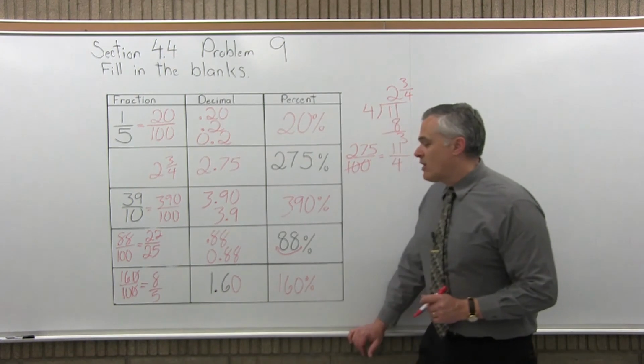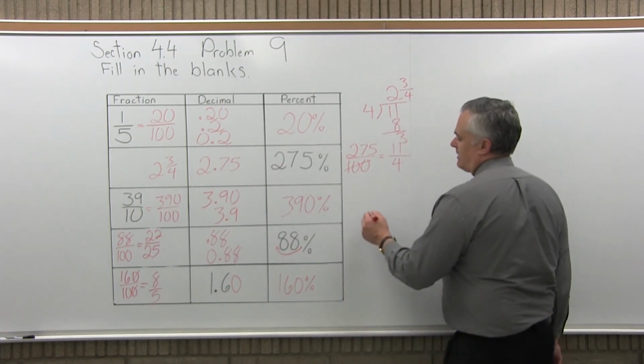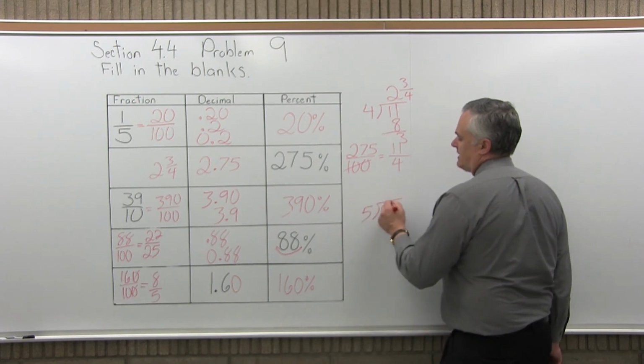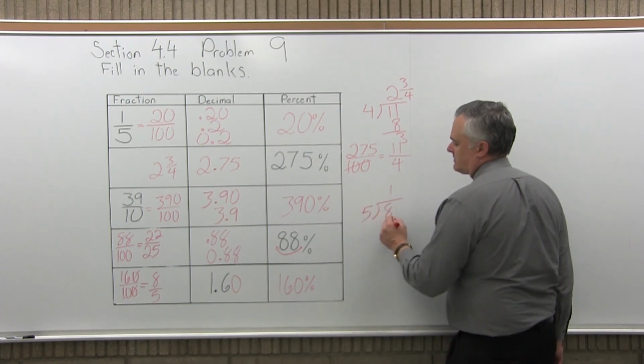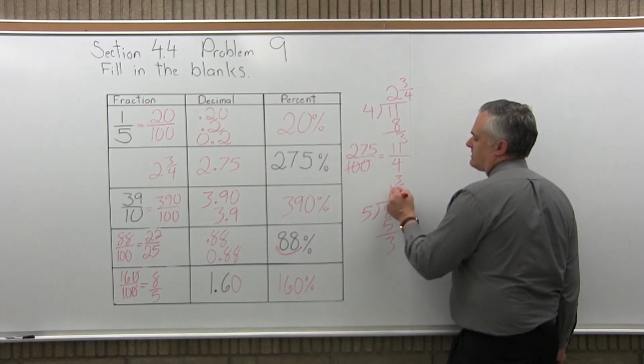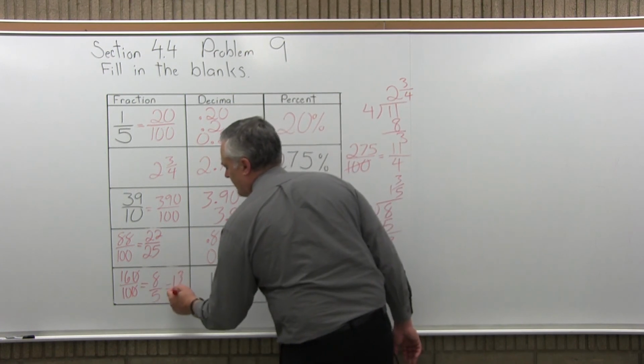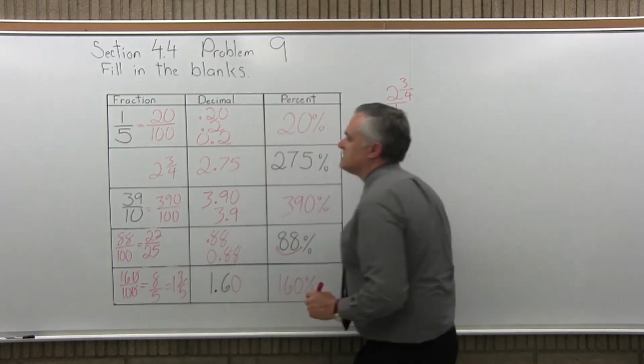And that's okay like that, or you can write it as a mixed number. And off to the side, let's do 5 divides into 8 how many times? It goes in once. 1 times 5 is 5. 8 minus 5 is 3. So I have 1 3/5. And all the blank spaces have been filled in.